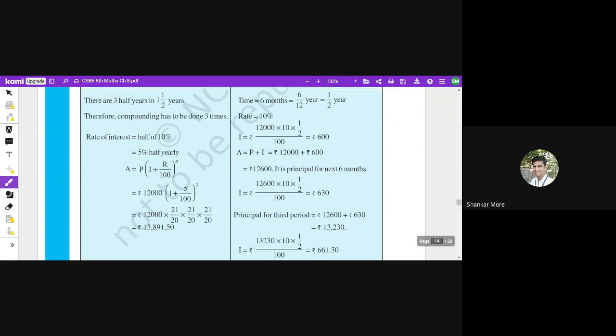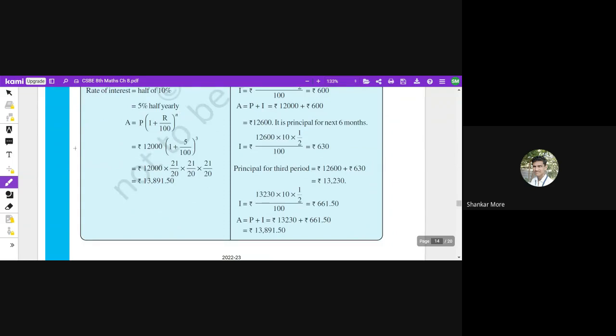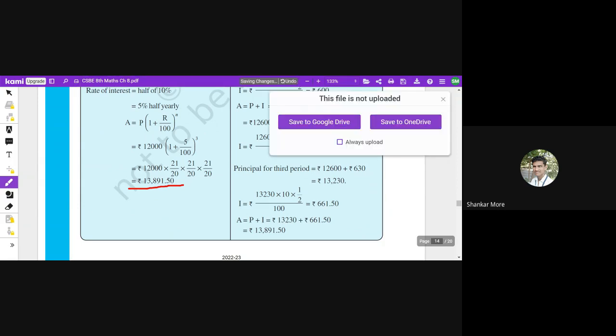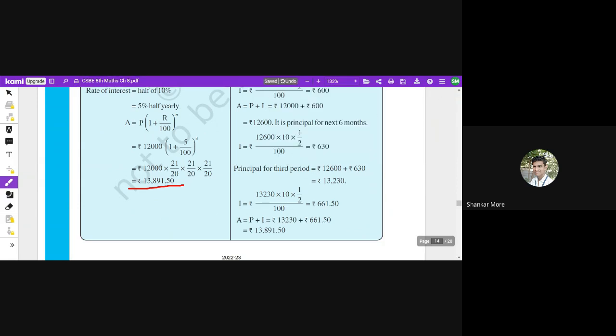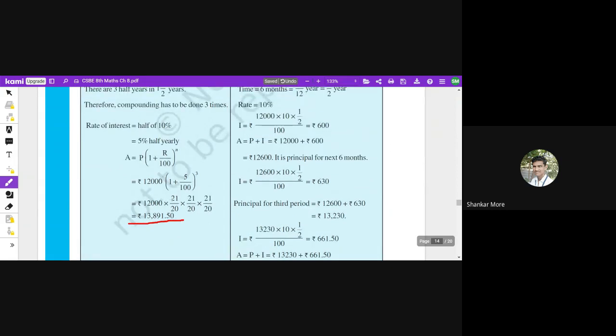Now again, the formula that we used to use for calculating CI, just the change here is, we have to put 3 here in place of n, because there are three instances of compounding the interest. And here the value of r is not going to be 10, it is going to be 5, because हम यहाँ पे half yearly calculate कर रहे हैं, right? So if you calculate this, this is going to be the amount at the end of 1.5 year, if we calculate with the formula of CI directly.